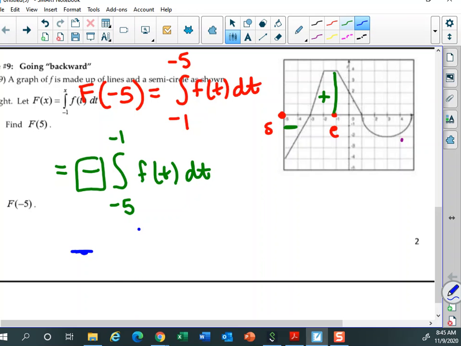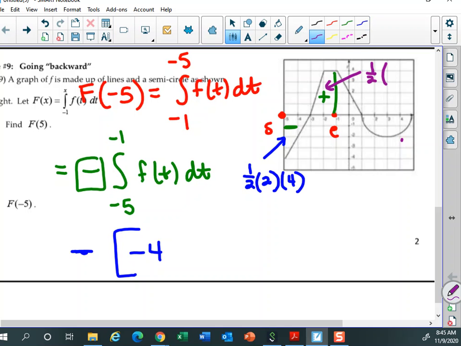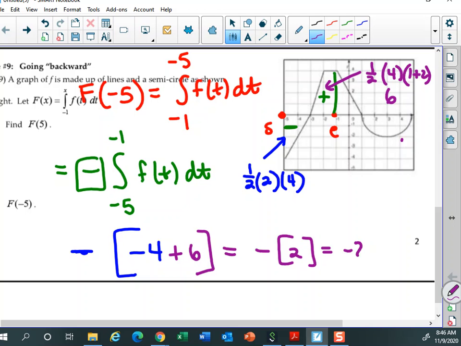So we're going to have the opposite of a -4 for that triangle, because that's 1/2 times 2 times 4. And then the trapezoid, 1/2 times 4 times 1 plus 2 is going to be 6. And so that's -2.